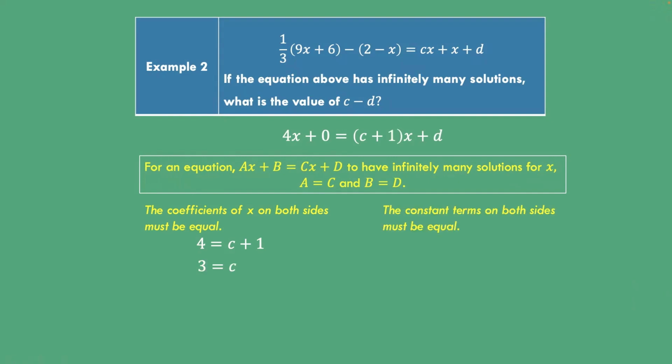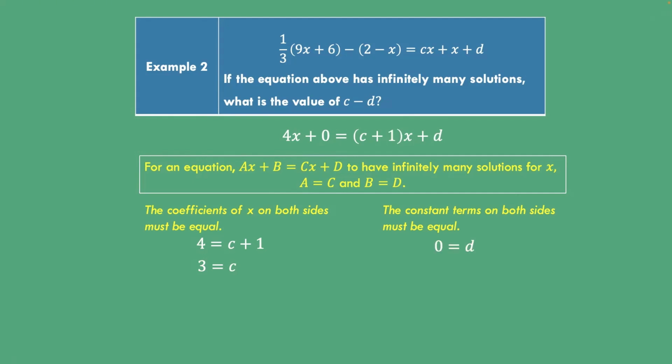Next, the constant term on both sides must be equal. On the left side, our simplified expression is 4x, which can be thought of as 4x plus 0. So the constant term on the left is 0. On the right side, the constant term is d. Setting them equal, 0 equals d, so d equals 0.